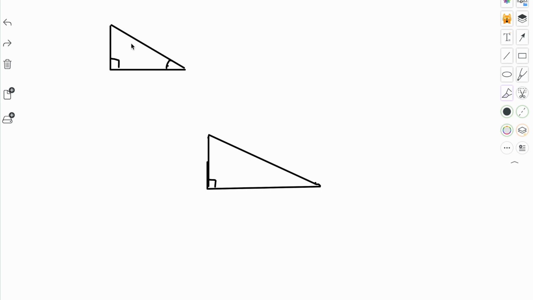We know that our longest side is always going to be the hypotenuse, and it's always opposite of the 90 degrees. So this is 90 degrees, so it's the opposite. And this is always going to be the longest side. The hypotenuse is always the longest side, just remember. So this is our hypotenuse.